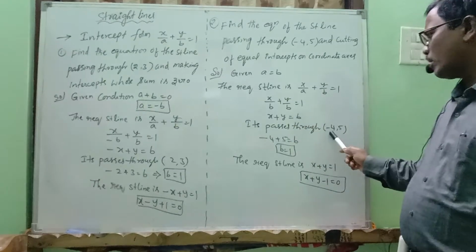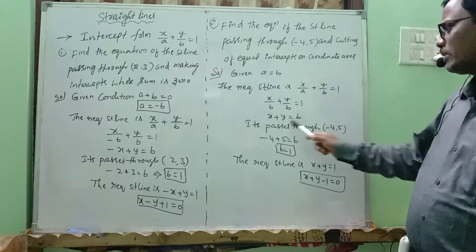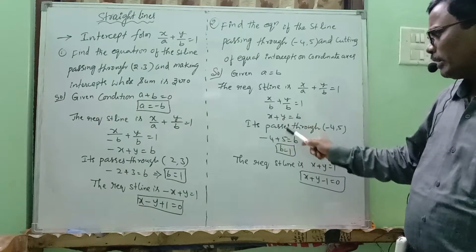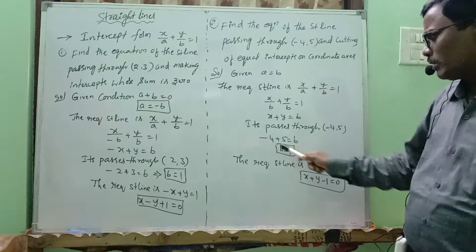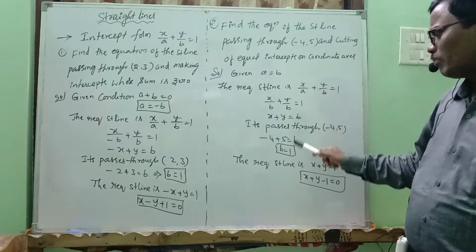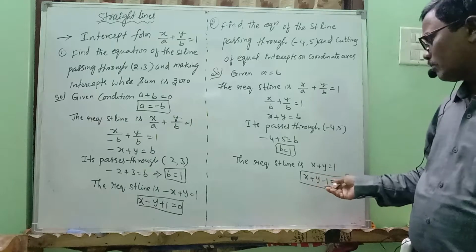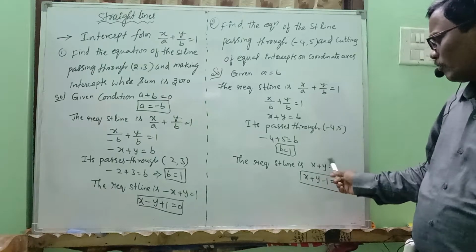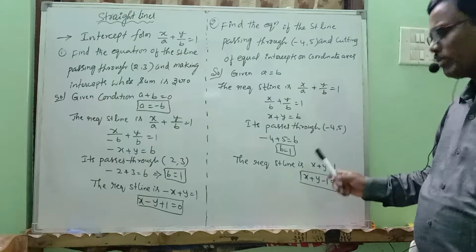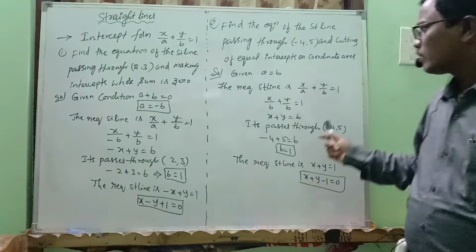It is passing through the point (minus 4, 5). In the place of x put minus 4, y equal to 5: 5 minus 4 equal to 1. So b is 1, and the required straight line is x plus y equal to 1. Bring the 1 to the left side: x plus y minus 1 equal to 0.